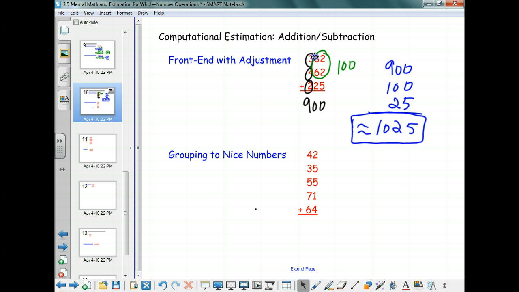And it is an estimate. It is not perfect. It's actually a little high. But it's close. Better to be a little high at the grocery store than a little low. But that would work. This is an estimation. Grouping to nice numbers. Again, numbers that are nearly compatible. What pairs of these things might we want to throw together and say, ah, that's about 100?